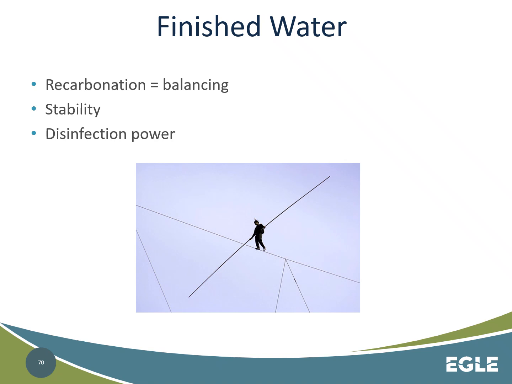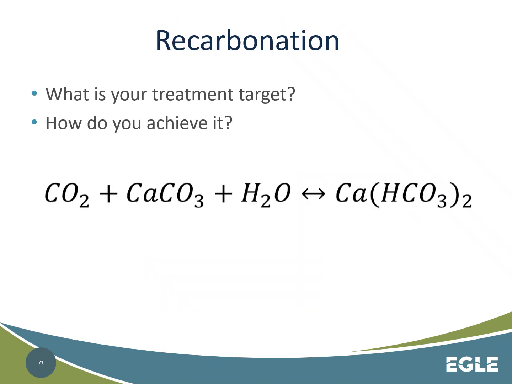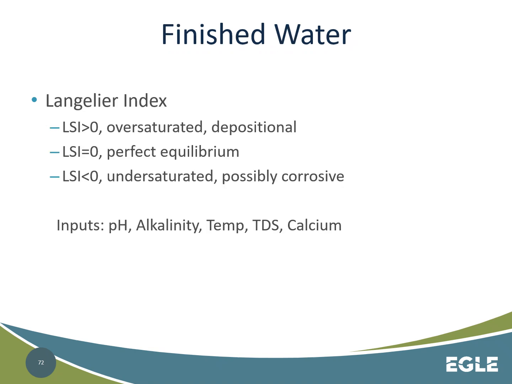We need to stabilize, and we do this with recarbonation. We recarbonate by adding CO2 to the water, which is saturated with calcium carbonate. We can do this with pure CO2, or we can use split treatment to take advantage of some of the naturally occurring CO2 in the raw water.